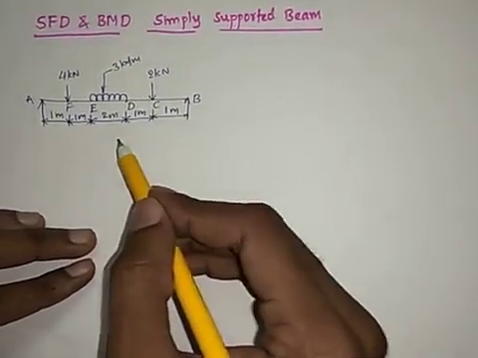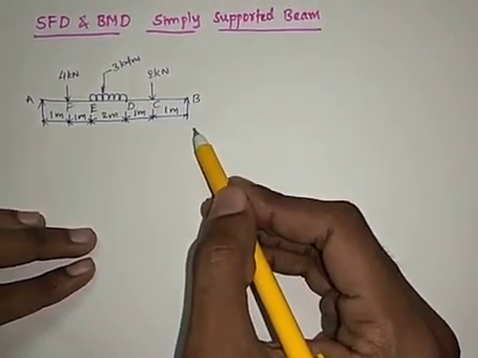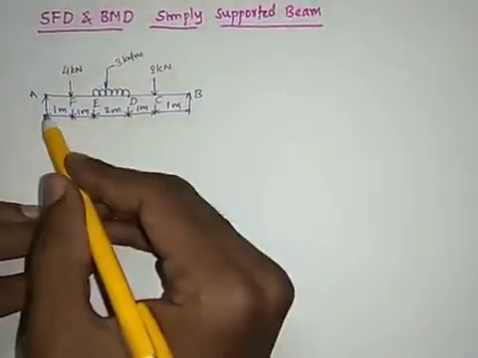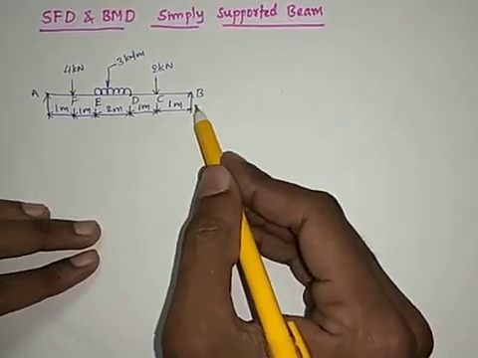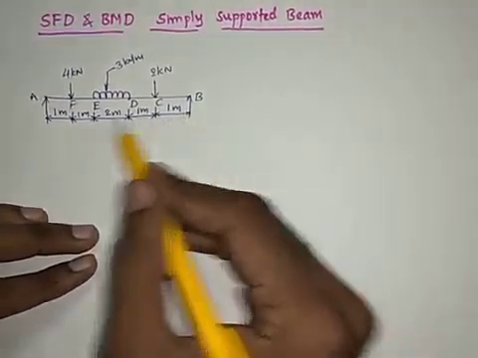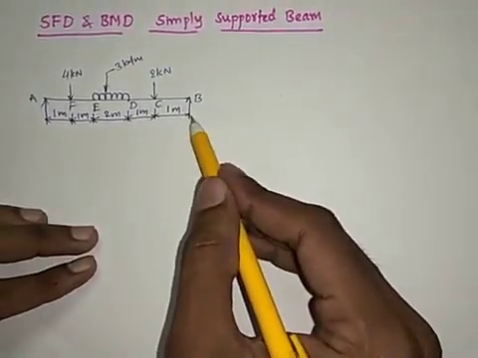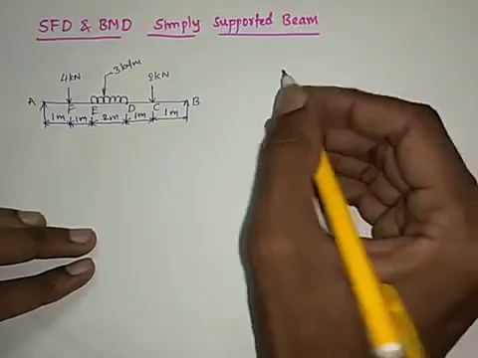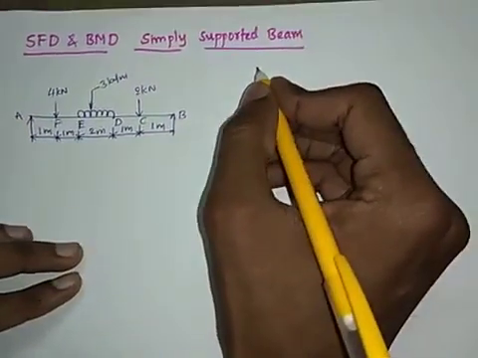So for a simply supported beam, to draw the shear force and bending moment diagram, the first step is to calculate the reaction forces. This RA, RB are the supports where the beam is kept. These are called supports, and at these places we will get the reaction forces. So first of all, find out the reaction forces. To find out the reaction forces, we have to assume 2 points.